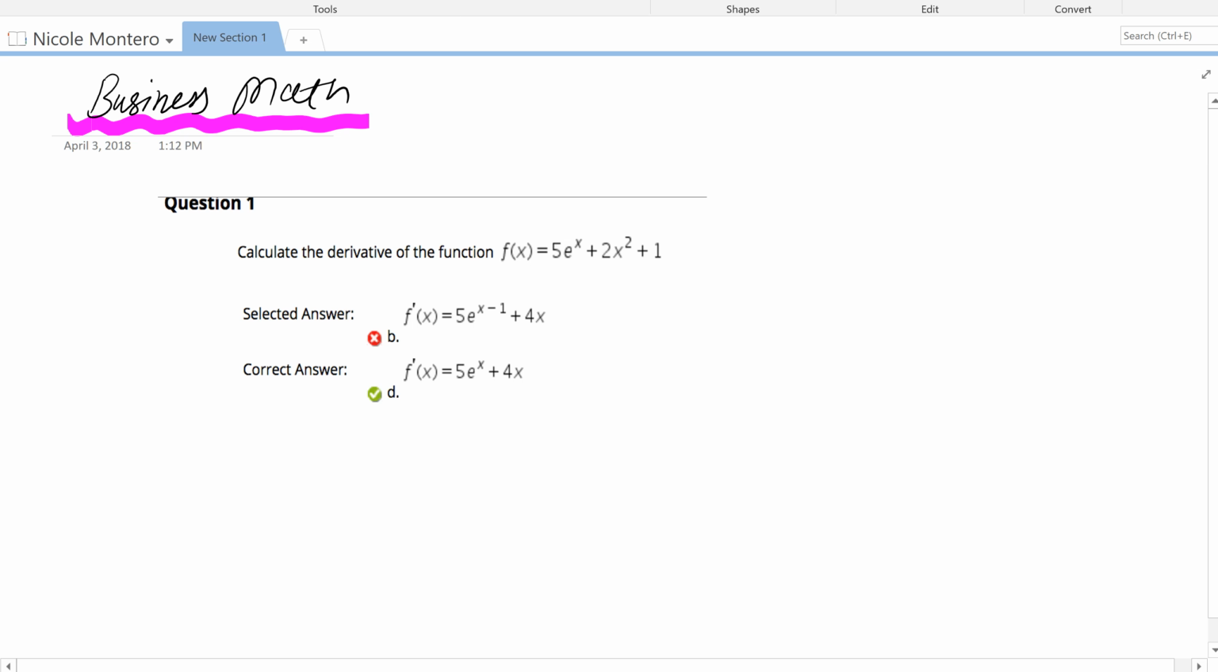All right, Nico. So your answer is wrong, and the correct answer is that one. Do you know what is the derivative of e raised to x? No. So you can memorize these things, or there's a derivation through the definition of the derivative, right? So we can do it.